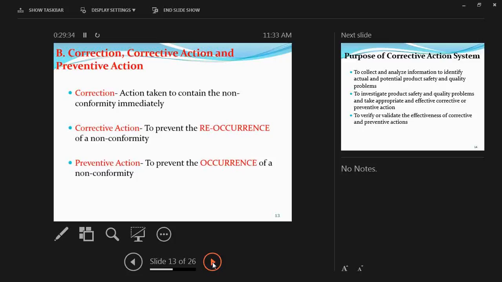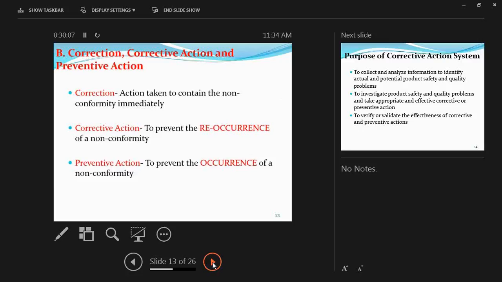But here I'm just going to define the two, that is correction and corrective action. Correction is defined as the action taken to contain the nonconformity immediately. It's a short-term solution. Okay. It's nothing but the action taken to contain the nonconformity immediately. Whereas corrective action is the action taken to prevent the reoccurrence of a nonconformity.